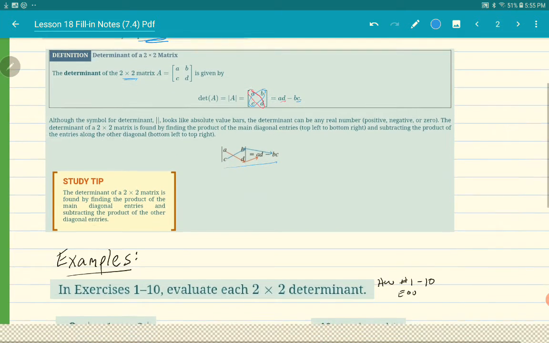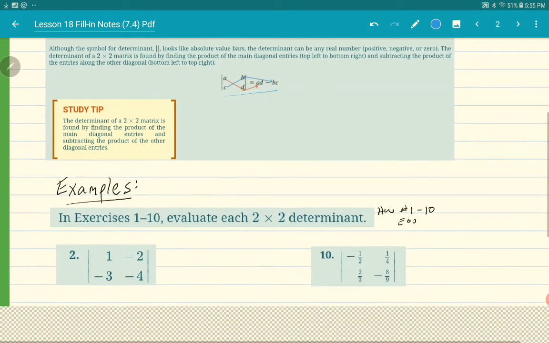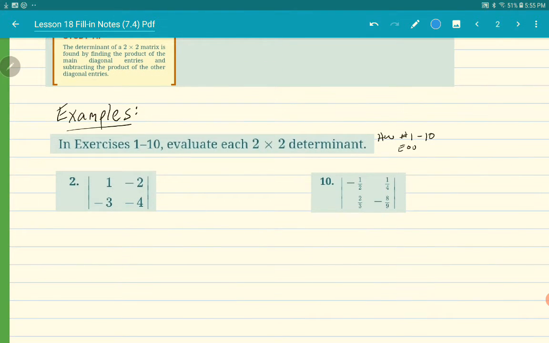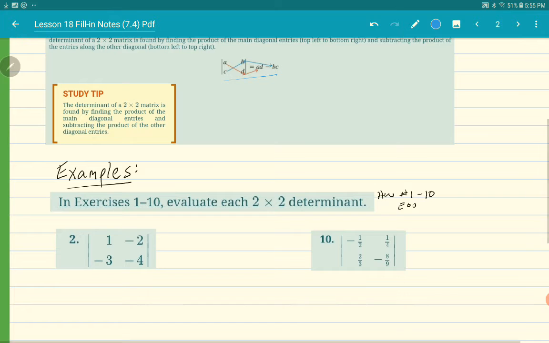All right, so let's try some examples. From your homework, you're doing 1 through 10, every other odd. And here's two evens from that for examples. So for number 2, I'm going to keep that picture up here. We're going to use this picture as our guide. Remember, we start with A times D to get that first term.